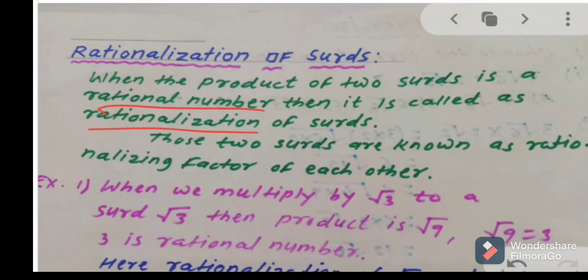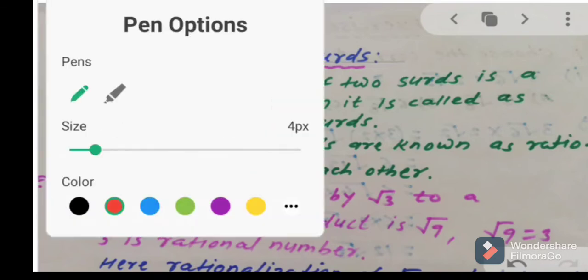Okay, now the rationalization of surds. Surds means those are the irrational numbers. When we multiply an irrational number by another irrational number, then their product is a rational number. Then this process is known as the rationalization.